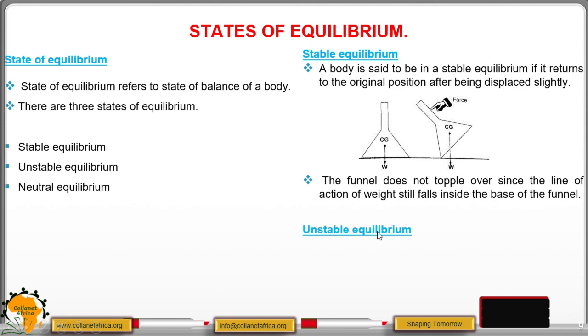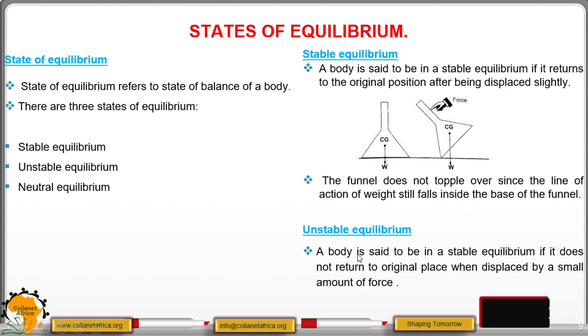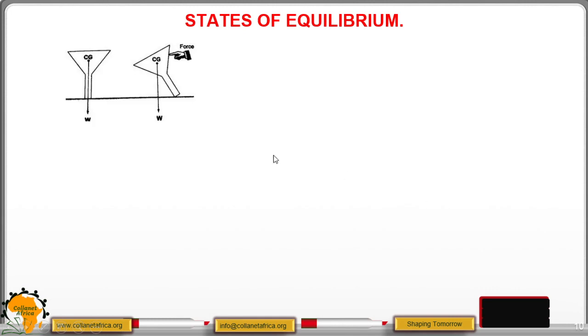Then we have unstable equilibrium. A body is said to be in unstable equilibrium if it does not return to its original place when displaced by a small amount of force. Of course, we are saying small amount. So if you have a funnel standing like this one here, if a small force is applied at some point, let's say here, you realize that the funnel will not return to this position.